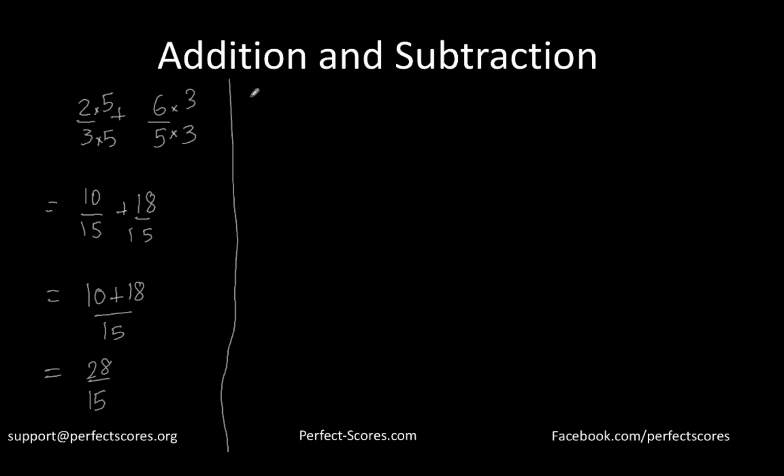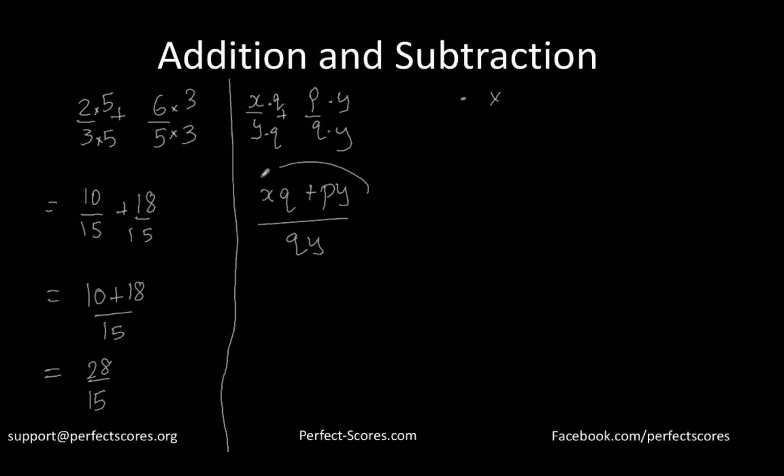because you might be required to do this using variables as well. Let's suppose you want to do x over y plus p over q. Then what you're going to do is multiply this by q and multiply this by q, and multiply this by y and multiply this by y. By the way, a dot means multiply. Then you have xq plus py divided by qy. Fine. So this is how you get this from here.